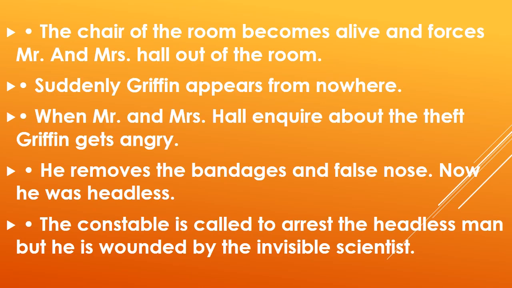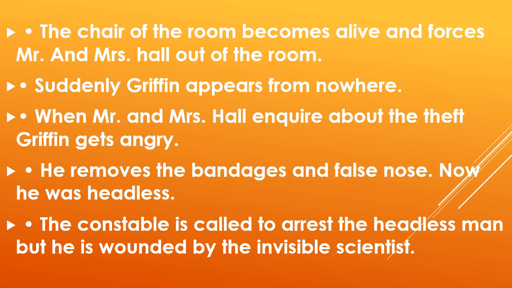The constable Mr. Jeffers is called actually to arrest the headless man, but he is wounded by the invisible scientist. The policeman was trying to get hold of a man who was becoming more and more invisible. Griffin was throwing off one garment after another. So Jeffers and the men who came to help him were hit by blows from nowhere. So ultimately, Jeffers was knocked unconscious when he made a last attempt to hold on to the invisible scientist. So now Griffin had shaken himself free and no one knew where to lay hands on him.